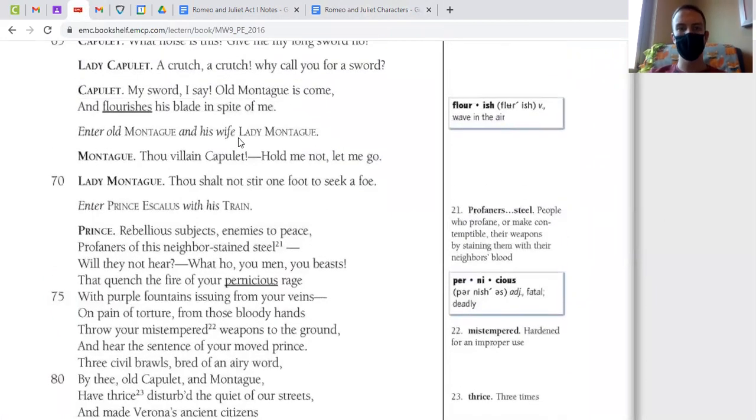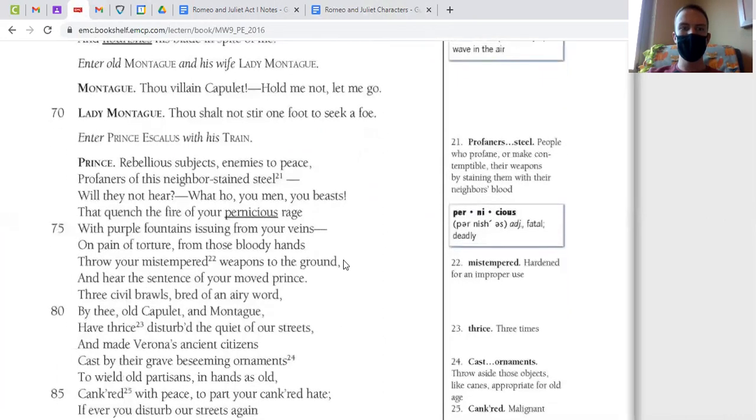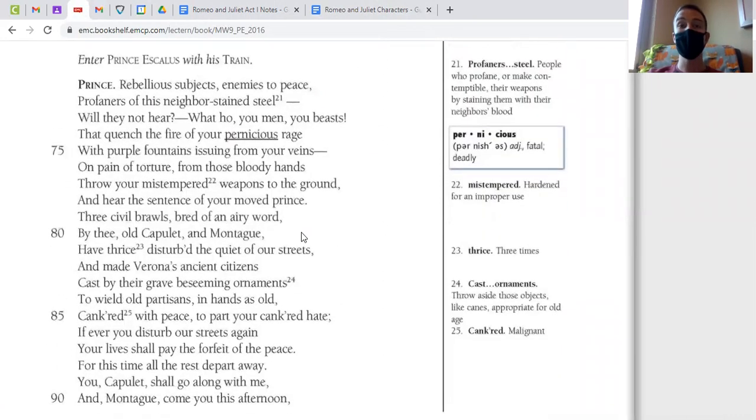So up until this point, imagine in your minds total chaos. Everybody's fighting on the street. Everything's crazy. The citizens have gotten involved. Everybody's got their swords out. These two old guys are yelling at each other with their wives holding them back from the other sides of the street. It's all crazy. That's when Prince Aeschylus comes in. So we're going to drop him in here, and he is in royalty. So Prince Aeschylus comes in, and in this whole long thing right here, he's mad.